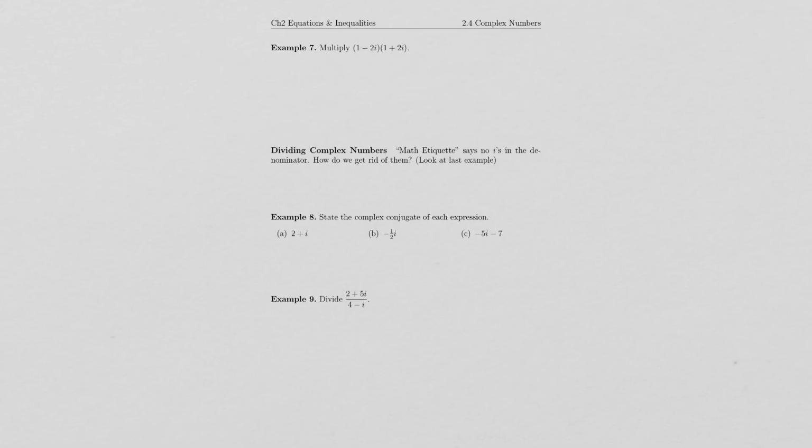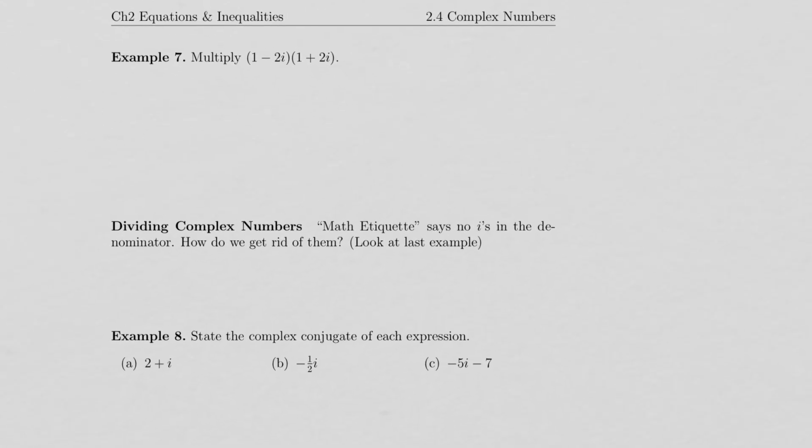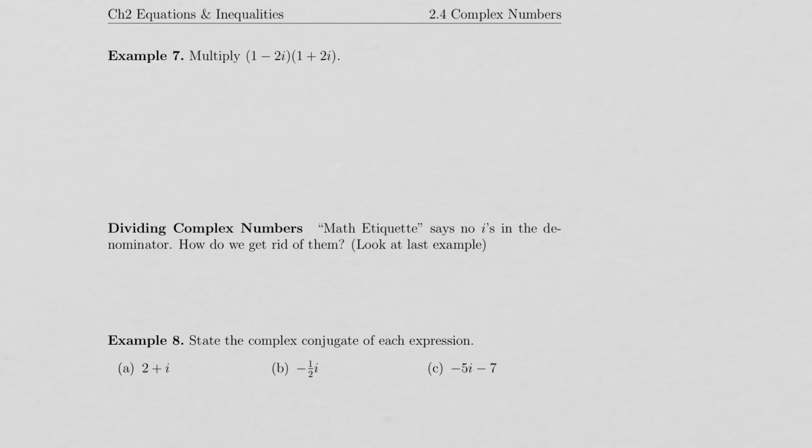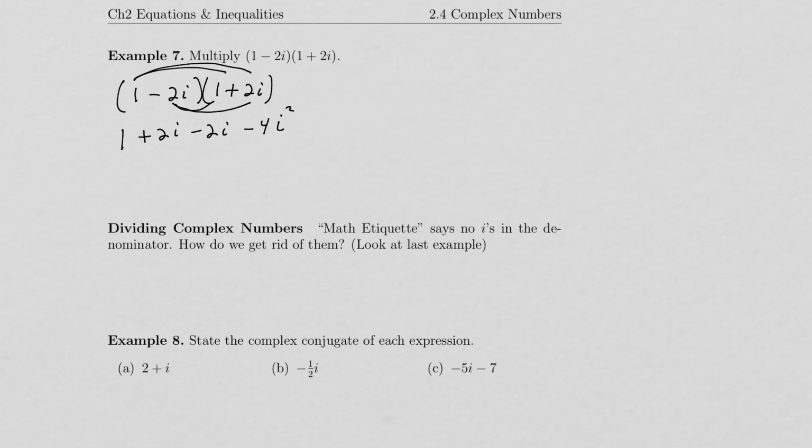Okay, let's do this one. So we're going to multiply those two complex numbers together, right? So I have 1 minus 2i times 1 plus 2i. So 1 times 1 is 1. 1 times 2i is positive 2i. Negative 2i times 1 is minus 2i. And then negative 2i times positive 2i, well, negative 2 times positive 2 is negative 4, and then i times i is i squared. And again, remember that the i squared there is going to be a -1, right?